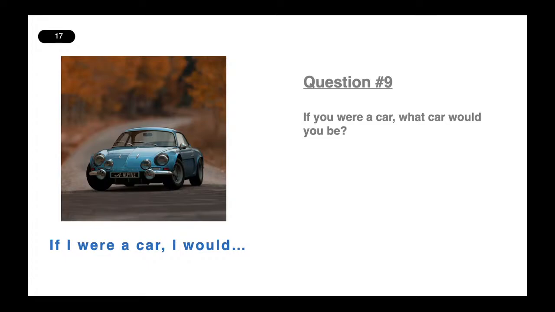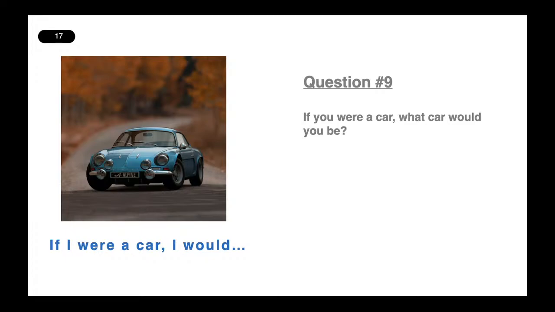In says, if I were a car, I'd be a food truck. Hey, that's an original, that's thinking outside the box. I like that. You'd be a food truck. I like that. That's a good answer. Yeah, everyone wants to be friends with the food truck. I would be a Citroen 2CV.